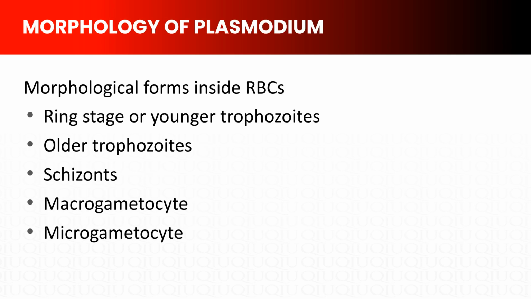Within red blood cells, Plasmodium exists in several morphological forms that are crucial for diagnosis. The ring stage, or younger trophozoites, are the earliest forms you'll see. As parasites mature, they develop into older trophozoites with more visible cytoplasm and pigment. Schizonts represent the late stage where the parasite divides into multiple merozoites. Finally, there are the sexual forms: macrogametocytes, which are female, and microgametocytes, which are male. Recognizing these different forms in blood smears is essential for species identification and diagnosis.